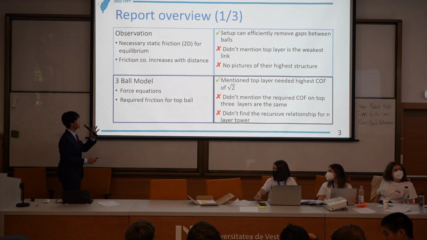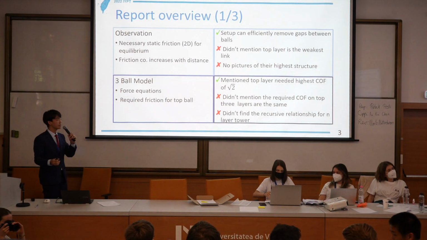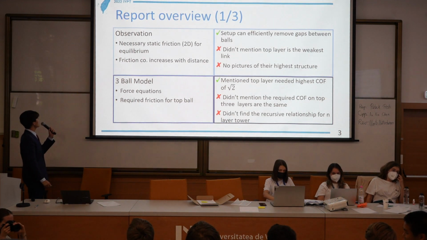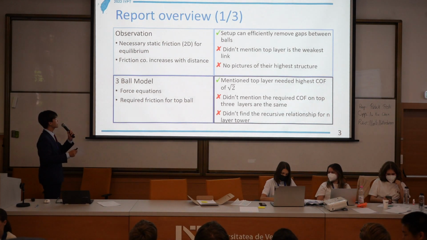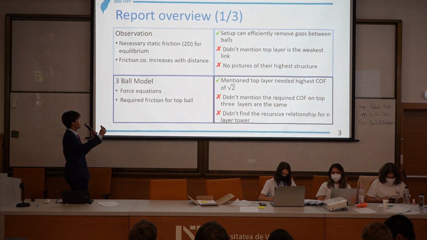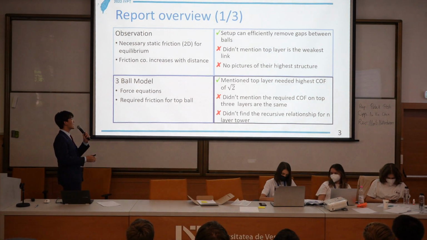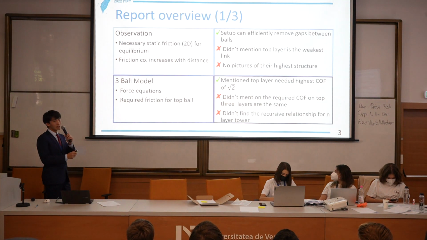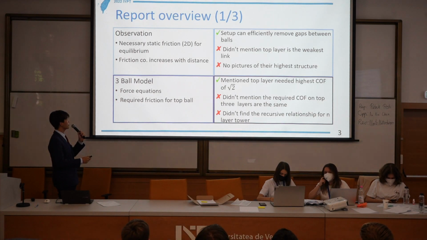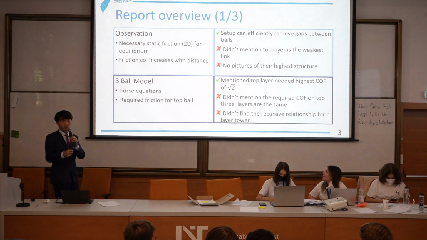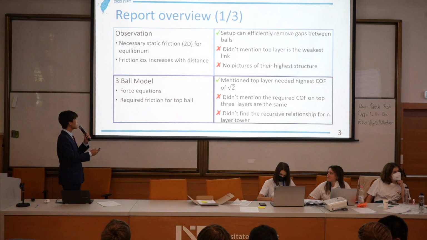And there are no pictures or videos showing a high structure, which they said is 6 layers. Secondly, for the ball model, they use force equations, but they didn't calculate the force required on top. For the pros, they did mention that the coefficient of friction needed is 1.41, but the cons are that they didn't mention that the required coefficient on top of the 3 layers is the same, and they didn't find the recursive relationship for an n-layer tower, which I mention later in the discussion.